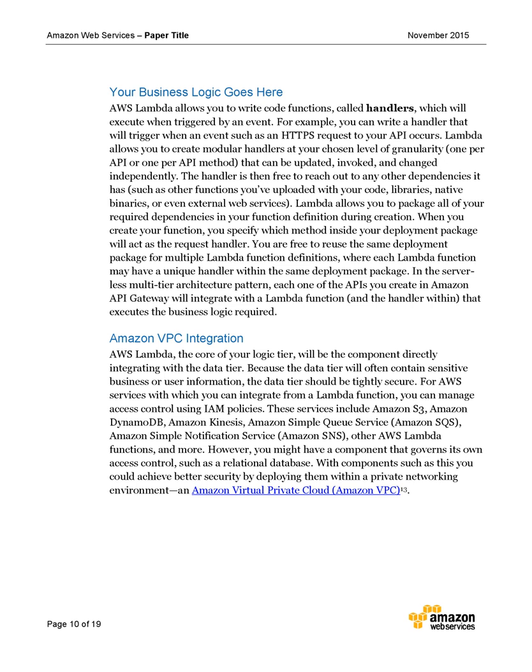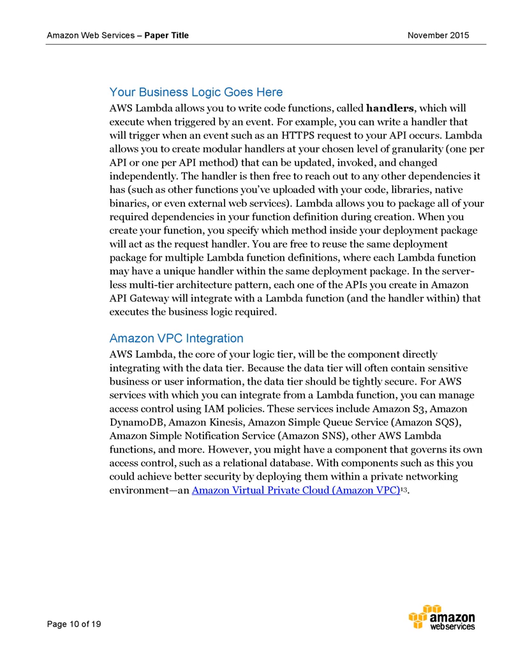Amazon VPC integration. AWS Lambda, the core of your logic tier, will be the component directly integrating with the data tier. Because the data tier will often contain sensitive business or user information, the data tier should be tightly secure. For AWS services with which you can integrate from a Lambda function, you can manage access control using IAM policies. These services include Amazon S3, Amazon DynamoDB, Amazon Kinesis, Amazon Simple Queue Service, Amazon SQS, Amazon Simple Notification Service, Amazon SNS, other AWS Lambda functions, and more. However, you might have a component that governs its own access control, such as a relational database.